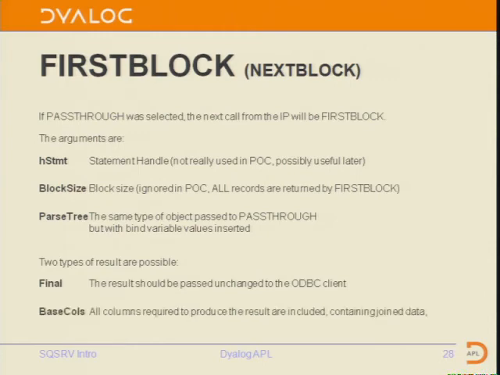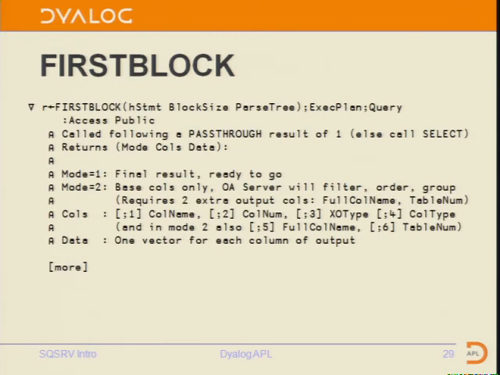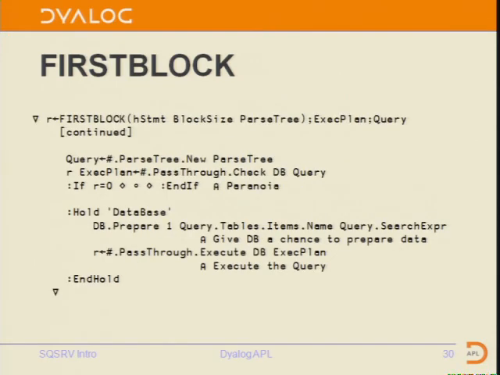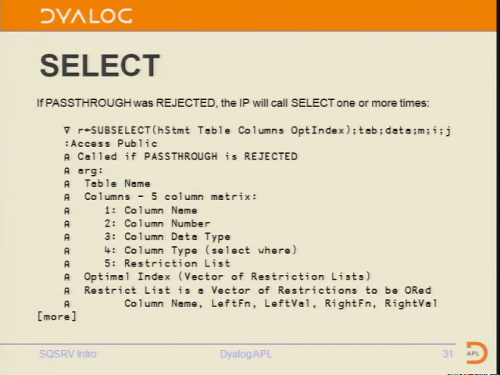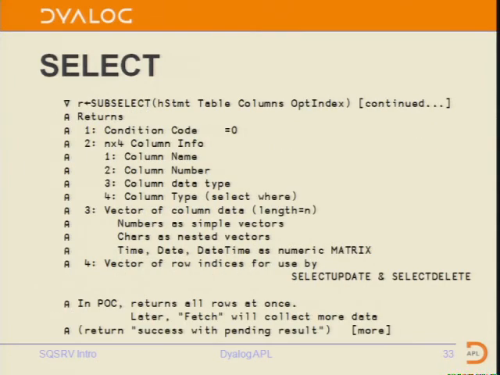And as I mentioned earlier, you have two choices at that point. You can either return the base columns that the engine then needs to do additional filtering and grouping on, or you can say, well, this is the final result, just deliver it exactly as it is to the client. I think I will skip over that code and look at select a bit instead.